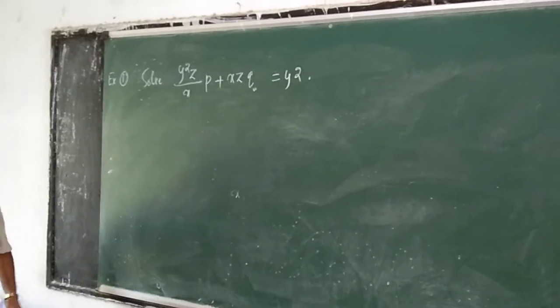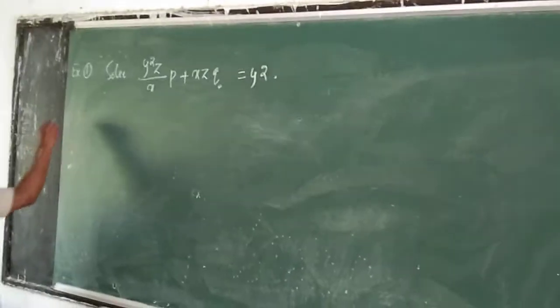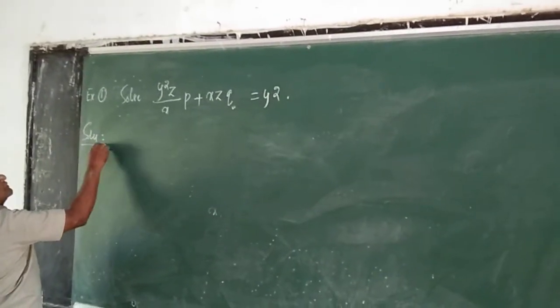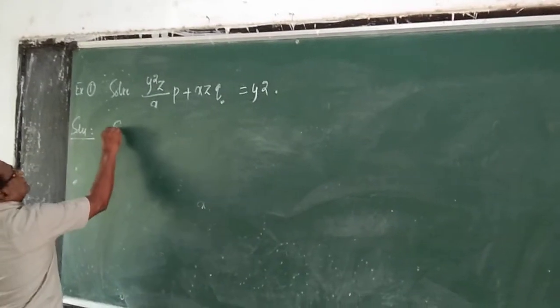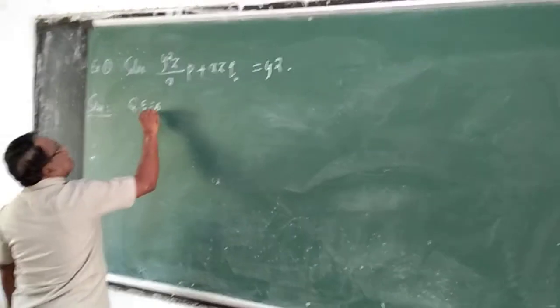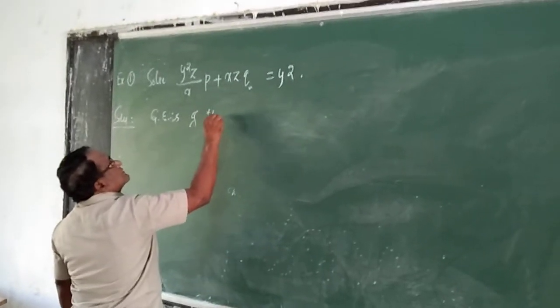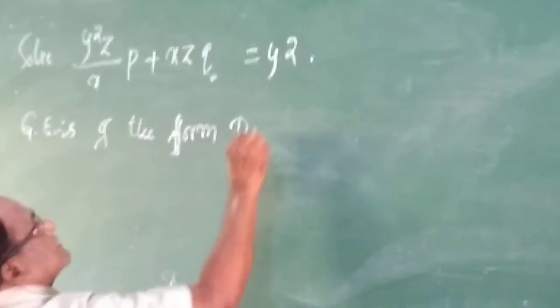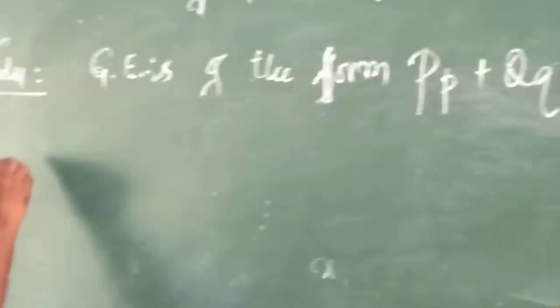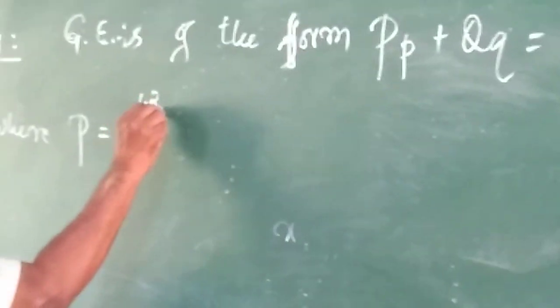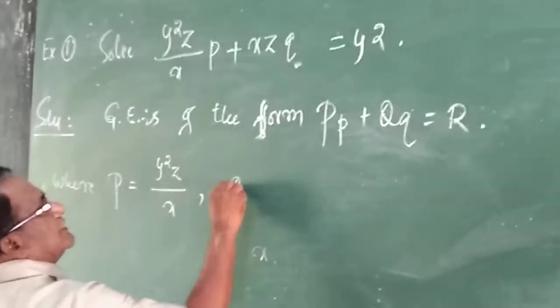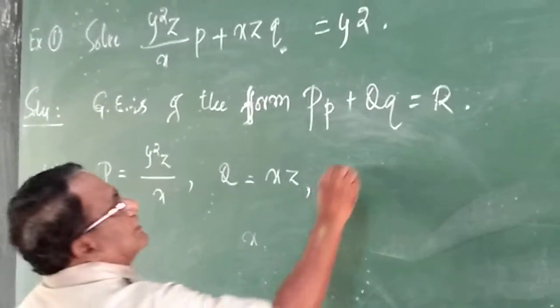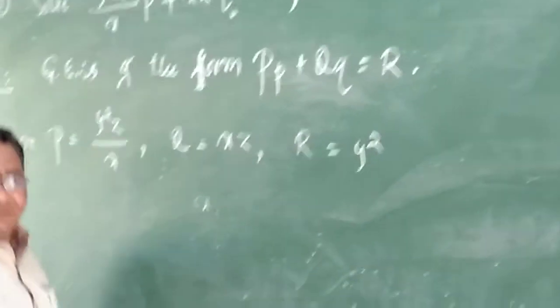See, first of all, you have to see that this is an equation of the form Pp plus Qq is equal to R. Say, the given equation is of the form Pp plus Qq is equal to R, where P is y squared z by x, Q is x z, R is y squared here.